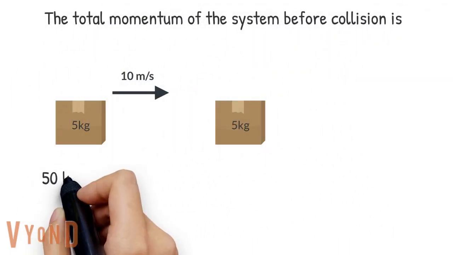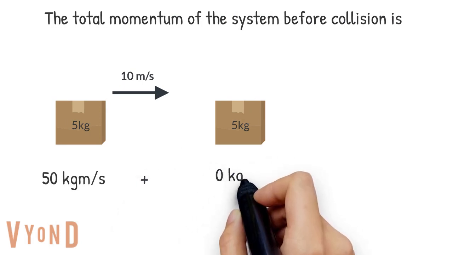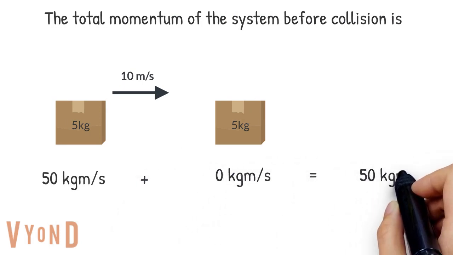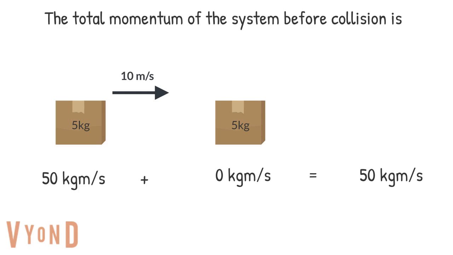The total momentum of the system before and after collision, since momentum is conserved, means it's the same before and after. The momentum of the moving box was 50 kilogram meters per second. And then we add the momentum of the block at rest, which was 0, and you total it up to get the total momentum, which happens to be 50.